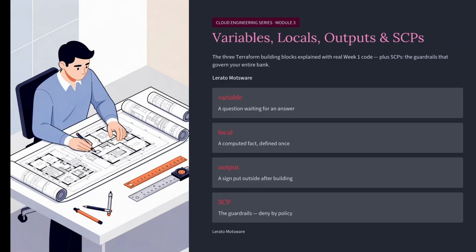Now, let me explain the four building blocks you will see in every real Terraform project. Variable, a question waiting for your answer. Local, a computed fact defined once, reused everywhere. Output, a sign put outside after the building is finished. SCP, the guardrail, denied by policy.